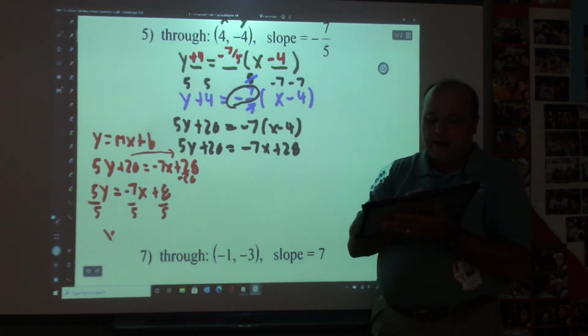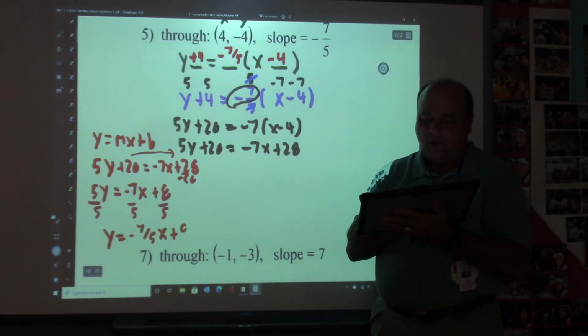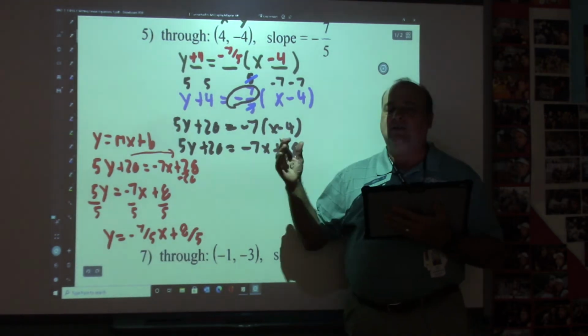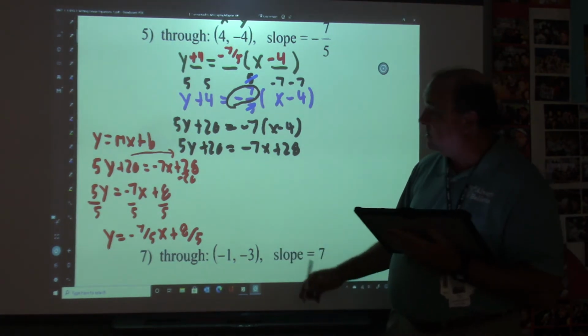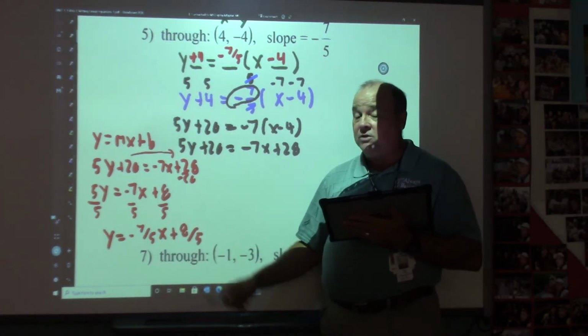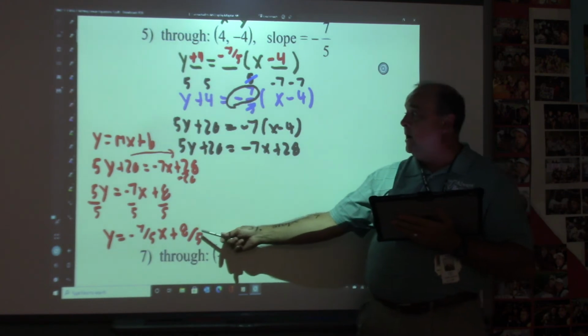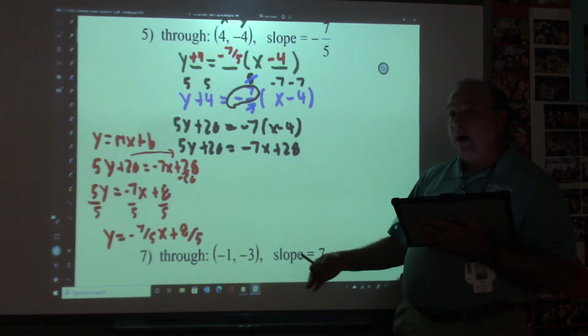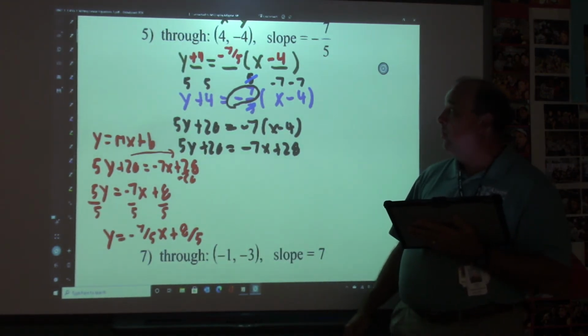And I'll get y equals negative 7 over 5x plus 8 over 5. And notice, these are going to be freaky looking. Some of them, y'all didn't write equations like this. The y-intercept will not always be a whole number. The y-intercept will not always be a whole number on this, so get used to that.